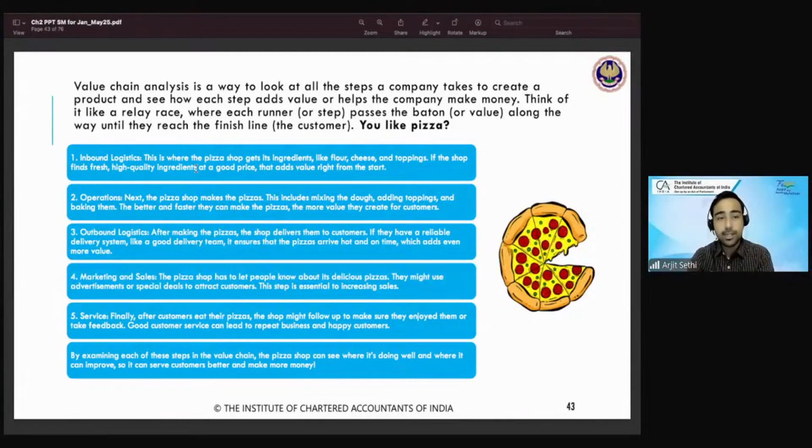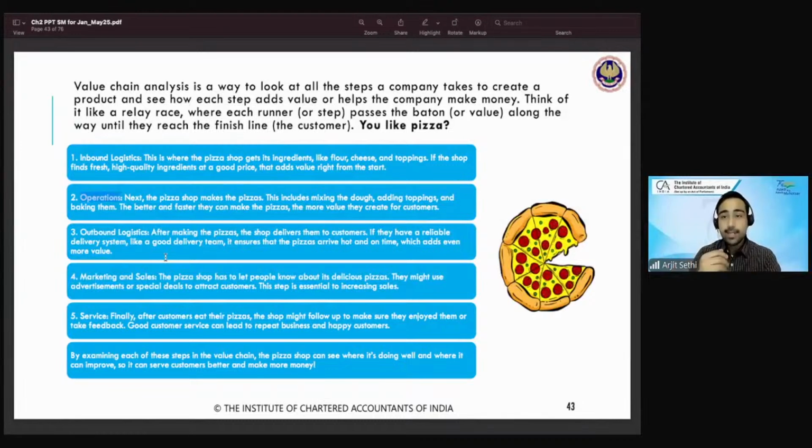Second is operations. The next is the pizza shop starts making the pizza. This includes mixing the dough, adding toppings, baking them, right? Grilling them or putting them in the oven. The better and faster they can make, the more value they create for the customer. Customer wants it quick, but customer also wants it to taste good. So if they can solve these two pieces in operations, this is where real action happens, right? That's where they create value.